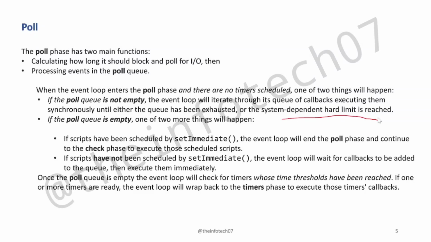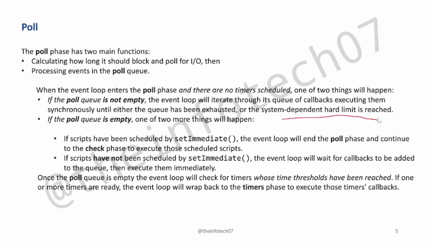And if the poll queue is empty, one of two things will happen. If scripts have been scheduled by setImmediate, the event loop will end the poll phase and continue to the check phase to execute those scheduled scripts. If scripts have not been scheduled by setImmediate, the event loop will wait for callbacks to be added to the queue and then execute them immediately.